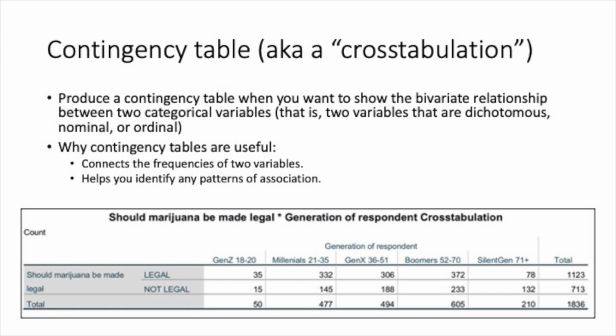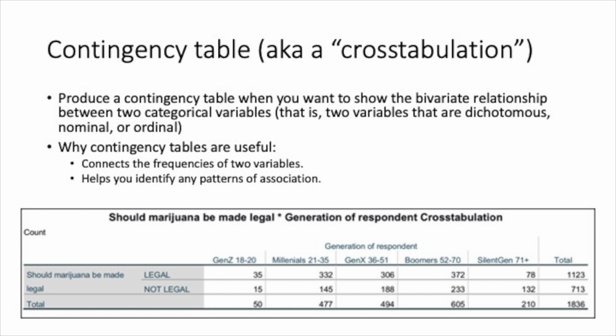At the bottom of the slide here, you do see an example of a contingency table. This is looking at attitudes toward marijuana legalization and the generation of our respondent. And this is coming right out of SPSS. So I ran this in SPSS. This is the output that I got. And you see the two categories for marijuana being made legal, legal or not legal, and then you see the different generations across the top. And if we go to any cell with these values, that's showing us the number of participants in the GSS who responded legal or not legal within each generation.